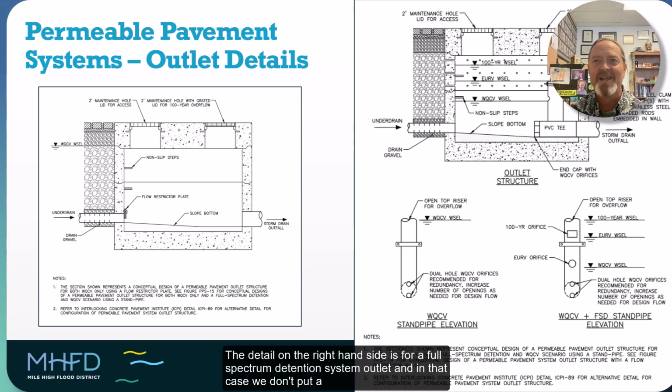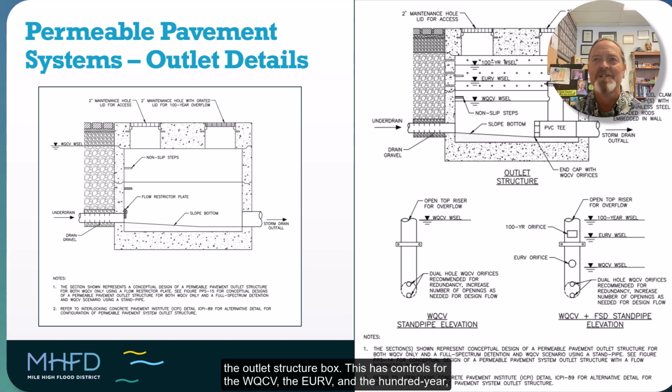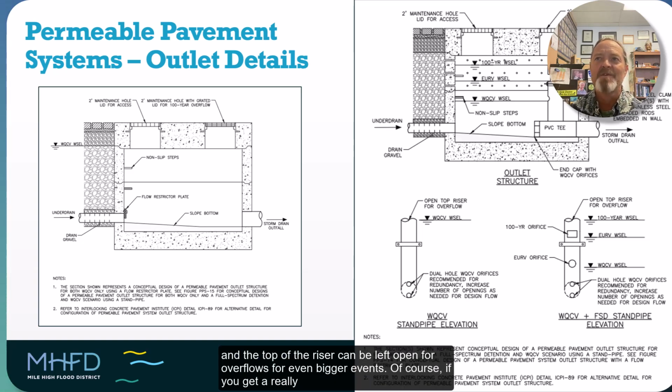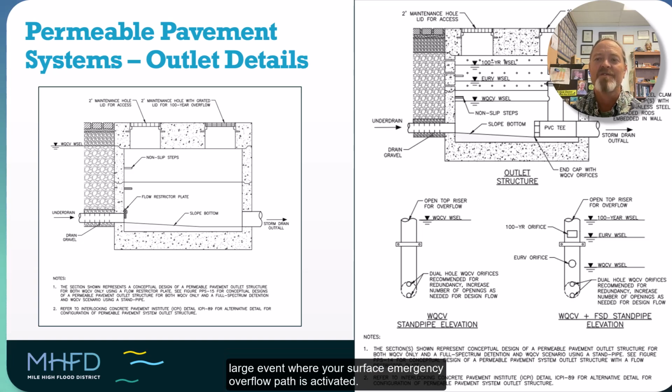The detail on the right-hand side is for a full spectrum detention system outlet, and in that case we don't put a restriction on the underdrain, but instead we construct an outlet structure that has multiple stages within the outlet structure box. This has controls for the WQCV, the EURV, and the 100-year, and the top of the riser can be left open for overflows for even bigger events. Of course, if you get a really big event, you could still have water flow over through the maintenance holes, or this could be the case if you have a really large event where your surface emergency overflow path is activated.